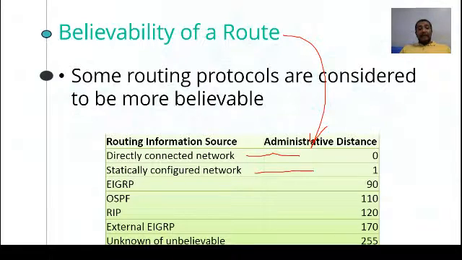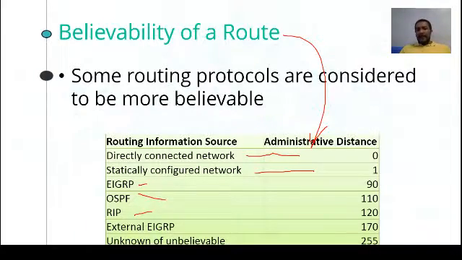Next are statically configured networks, right? Syempre, kung statically configured siya, you manually hand type it, right? So, yung routers natin, na-assume niya na alam nung network administrator yung ginagawa niya. Okay. We also have EIGRP, which is Cisco proprietary, OSPF, RIP. Okay, so paano naman nangyayari yung believability ng routes natin?